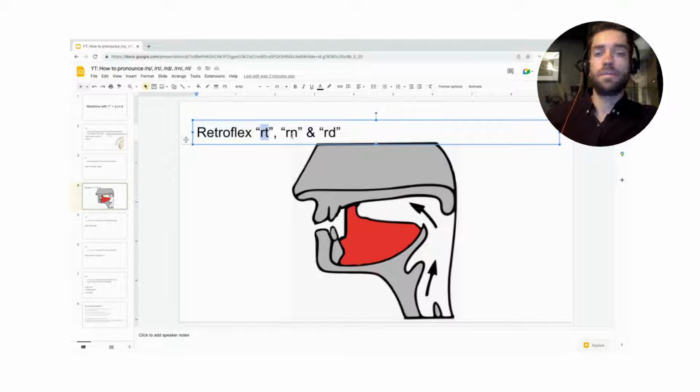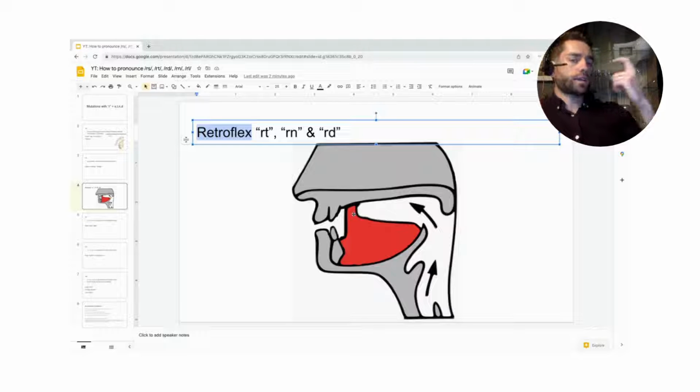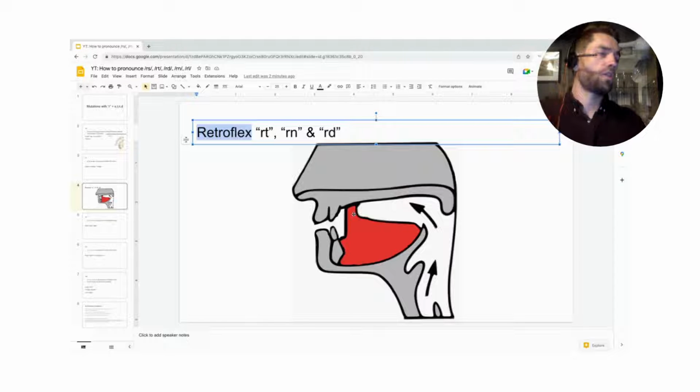When it comes to RT, RN, and RD, we are talking about a sound which we call retroflex. Retroflex refers to the position of the tongue in the mouth. So retro, meaning going back, actually means that the tongue is curled backwards in your mouth, and it's curled upwards towards the alveolar ridge. So not quite at the teeth, but quite close, at the hard upper part of your mouth. So let's see some examples.